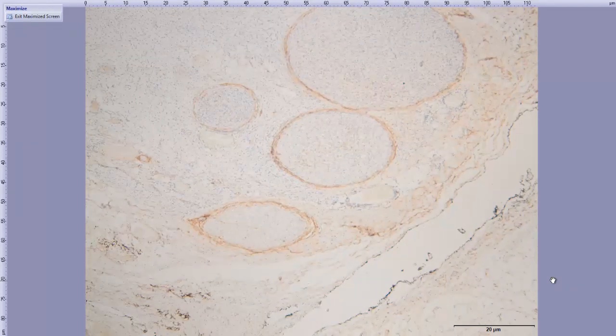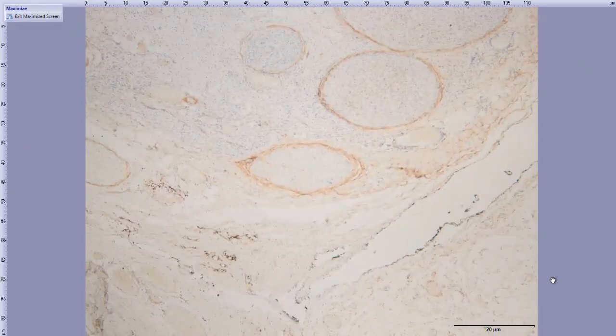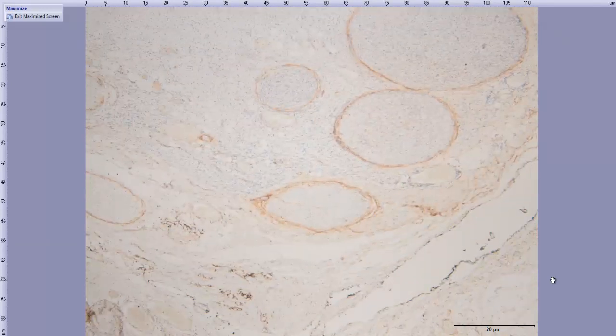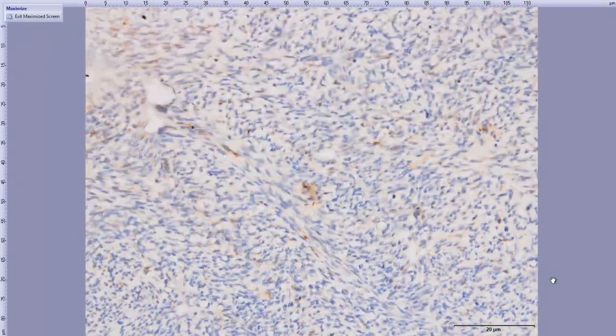So when we consider this finding with the perineurial-like morphology, and this is EMA, it nicely highlights the perineurial cells. Some tumor cells also stain with this EMA, and also other perineurial markers stain at least some of the cells.